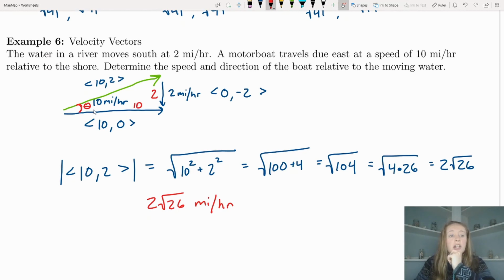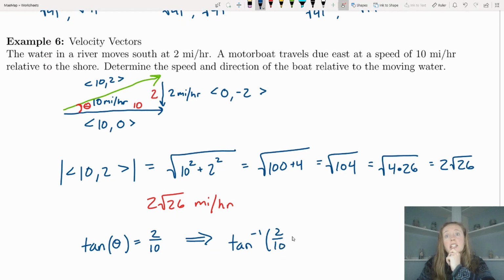I can use the tangent, because tangent is opposite over adjacent. The tangent of theta is equal to 2 over 10, which means I just have to take the inverse tangent of 2 over 10 to get my angle. The inverse tangent of 2 over 10, when entered into a calculator, is approximately 11.3 degrees. So I need to head 11.3 degrees north of east.